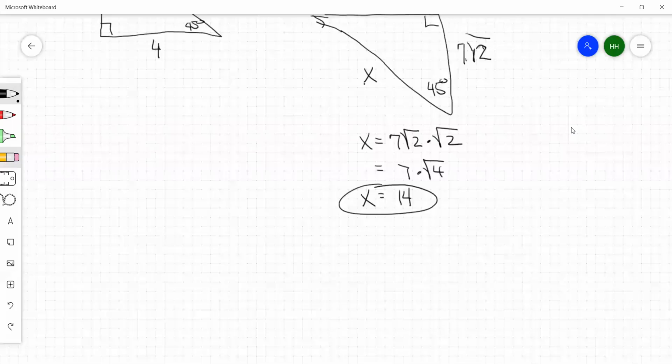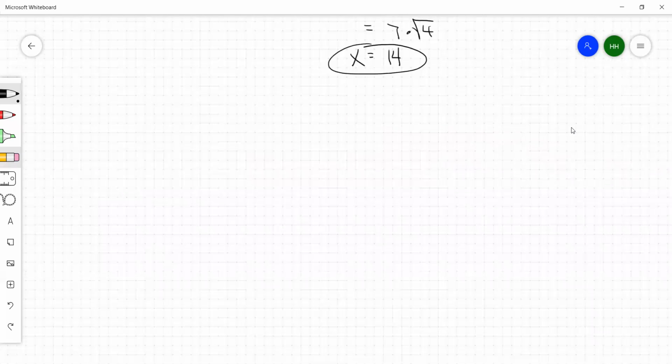All right, now let's do when they give you the hypotenuse. Now I gotta learn another technique here.